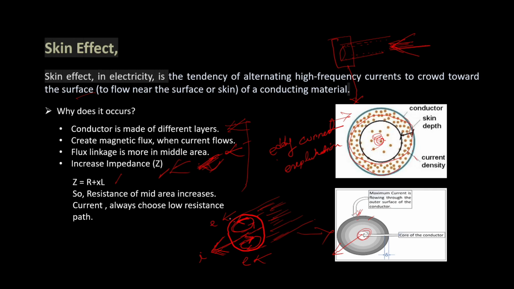Eddy current is flowing in the same direction, and in the middle part the eddy current is trying to resist this current. So that's why current tries to flow throughout the outer part. We'll understand this nicely with the equations in the next slides.